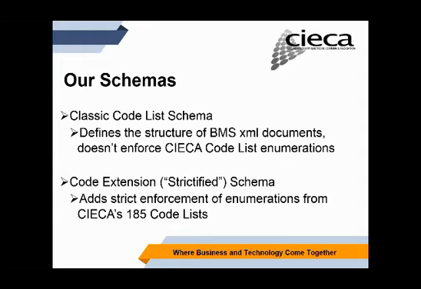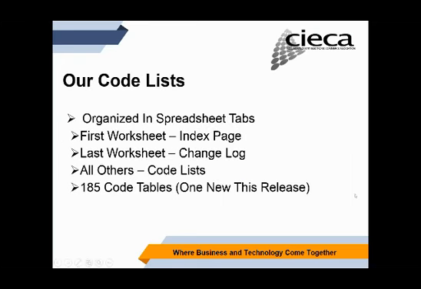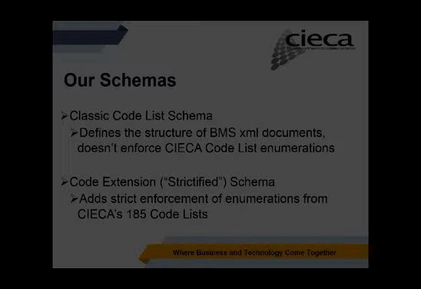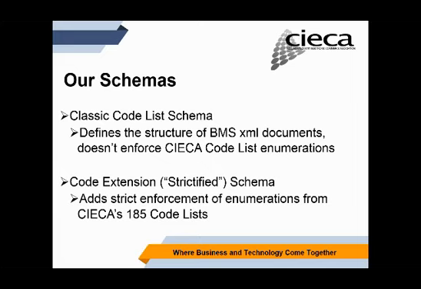There are two versions of the schema that are updated with the BMS and code table. The classic schema contains the messages without code enumerations, and the code extension schema has codes embedded within it as well as their enumerations. So validating an instance document with the classic schema does not validate that you've used only codes from the CIECA code list, and as the name implies, the strict schema does exactly that.